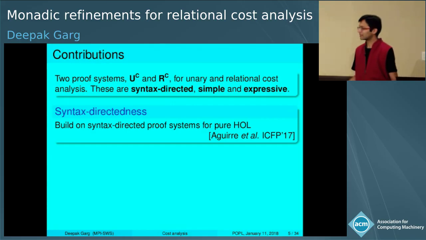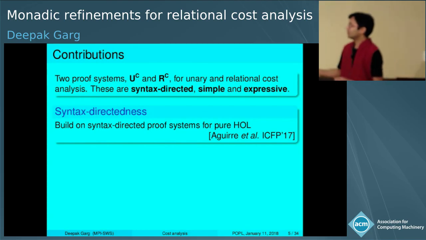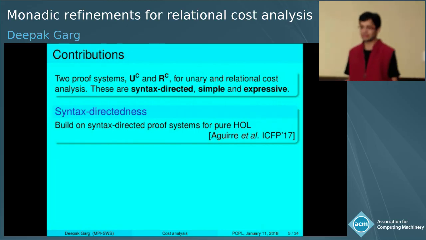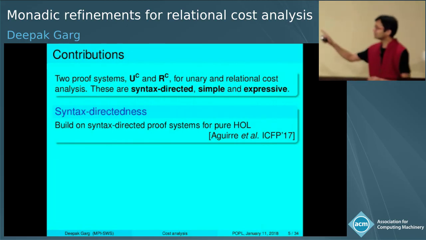So syntax directedness. HOL by itself is just a logic for reasoning about equalities or equations of programs, essentially. You can write any kind of proof system for it. The specific style in which we will write the proof system builds on some work that we did, which was presented at ICFP last year. This actually presents syntax-directed proof systems for HOL.